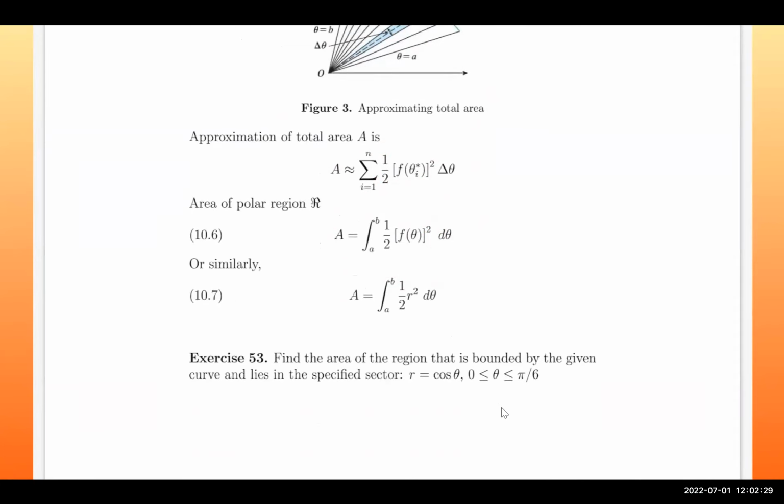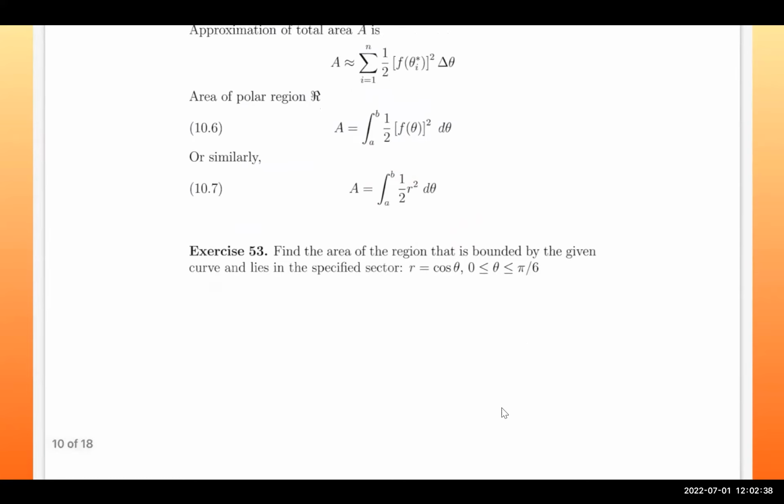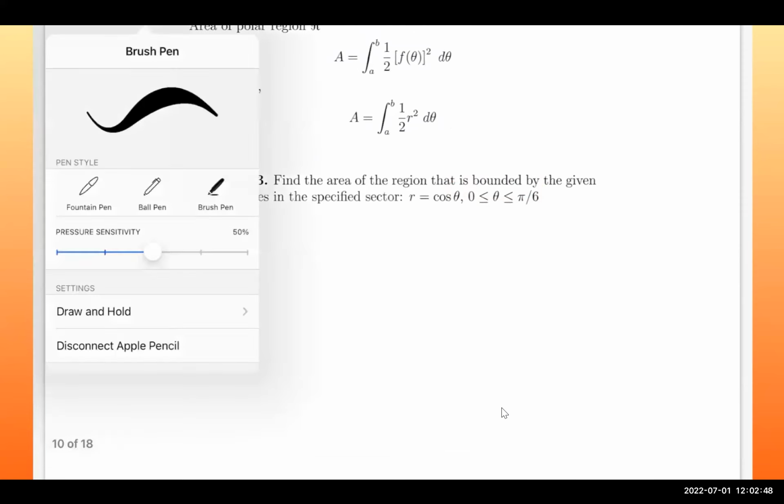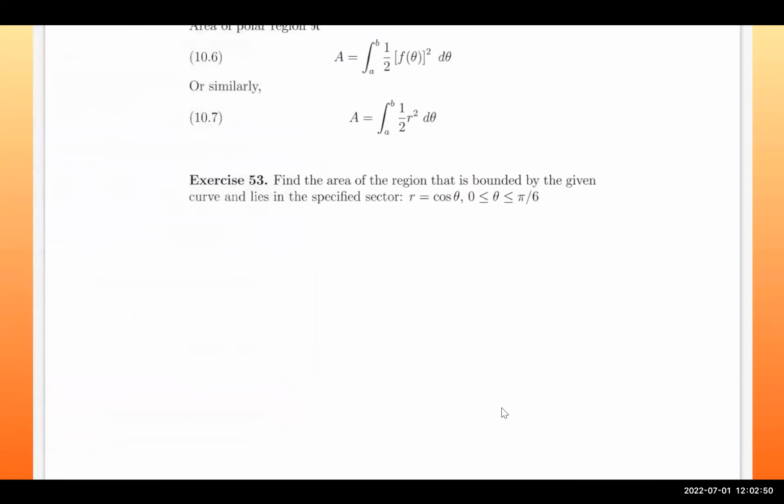And it's just 1/2 times the function squared with respect to theta. Because we're in polar equations, the function is usually written in r form. So you can write it in this form if you'd like, or this form. It doesn't matter. The first example says find the area of the region that is bounded by the curve. Here's the curve, and they give you the bounds.